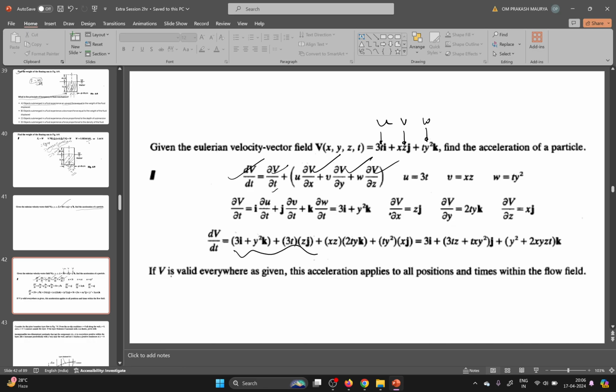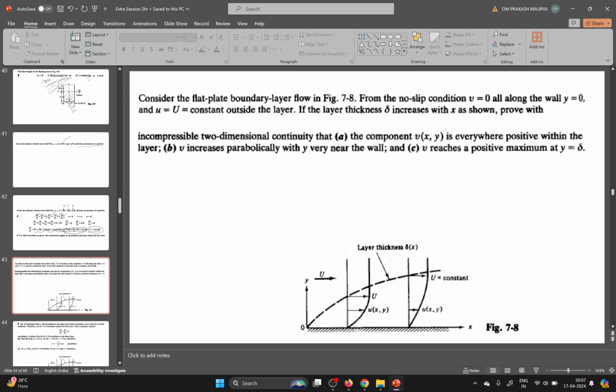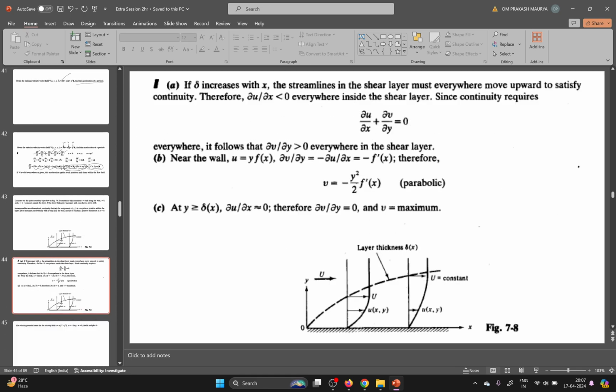This is the x direction acceleration up to that much. This is the acceleration in the y direction, and this is the acceleration in the z direction. Here, up to that much is the y direction because j is here, and this is the z direction. So you need to calculate in all directions. Then you can get the answer to this question very easily. Now moving ahead, this is also a very easy question.